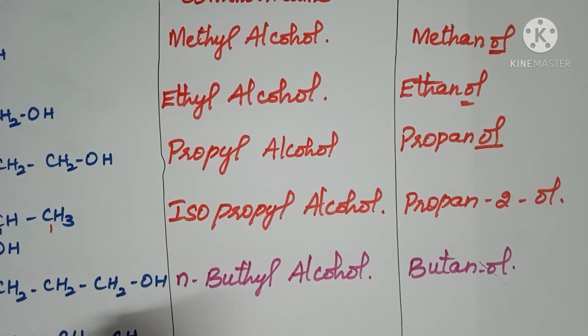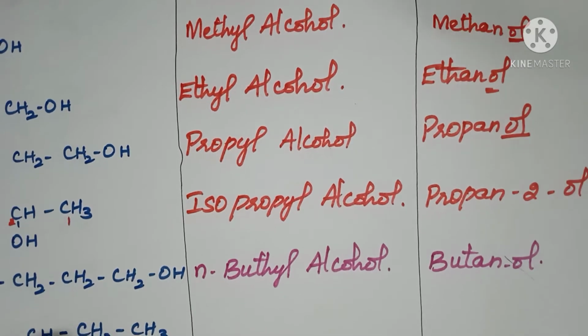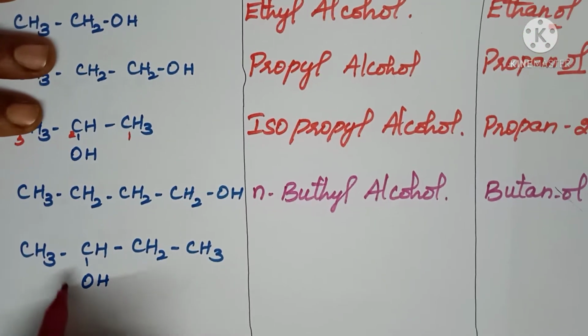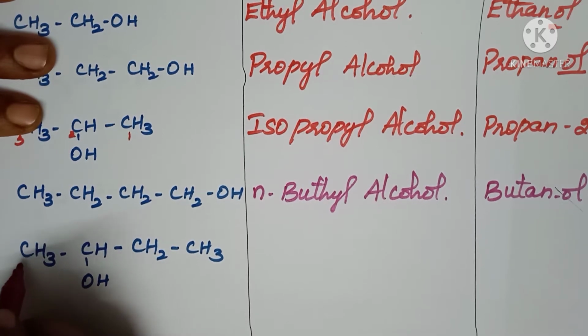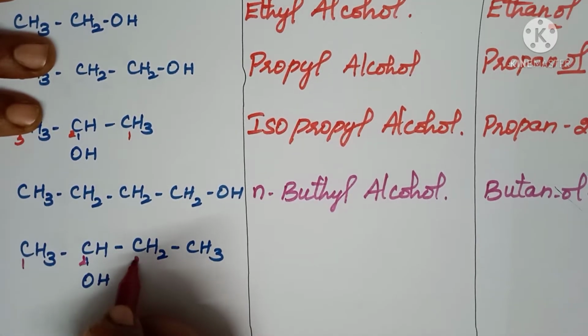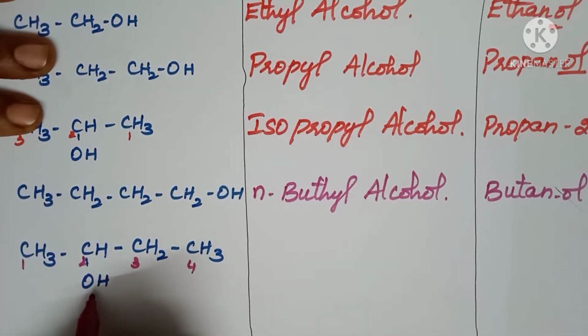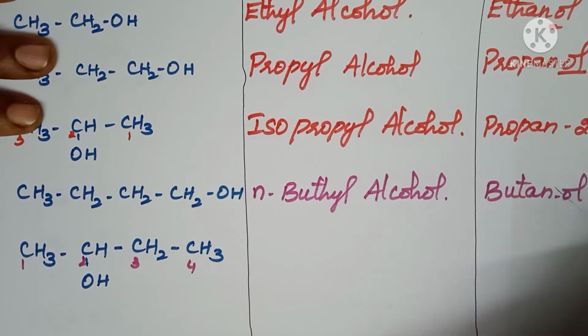Here, where is the functional group? It's attached over here. How do you number according to that? Wherever the functional group is, you start the numbering system nearer to the functional group. So here 1, 2, 3, 4. How many carbons are there? 4 carbons. Where is the functional group attached? Second carbon, or third carbon, whatever it is, it has to come in the IUPAC name.